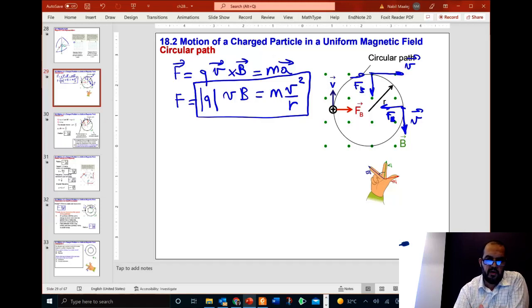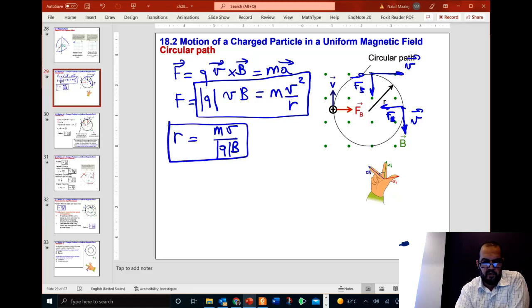Okay, so first of all, I can solve for R. So the radius R of the circular path is going to be equal to, first of all, let me cancel the square and the V here, so it's going to be equal to mv divided by qB. This is the first one.